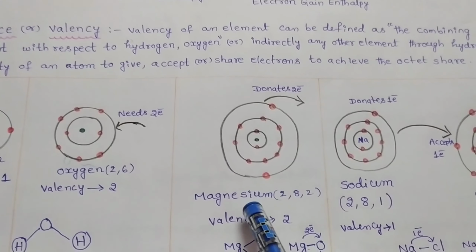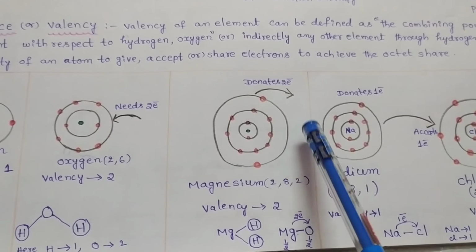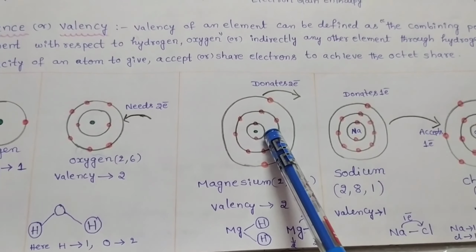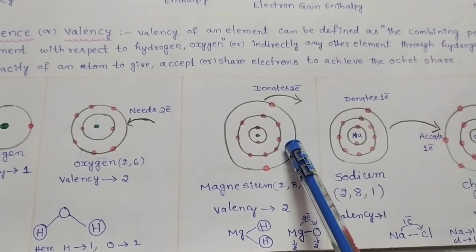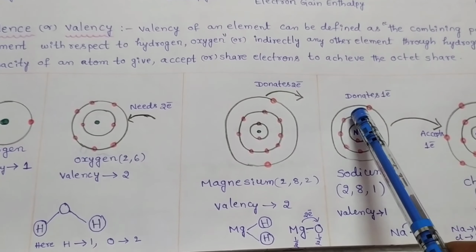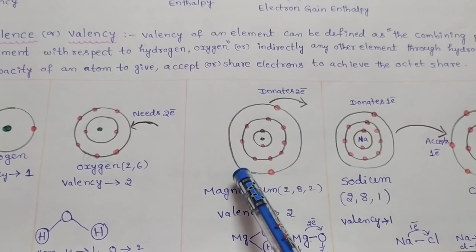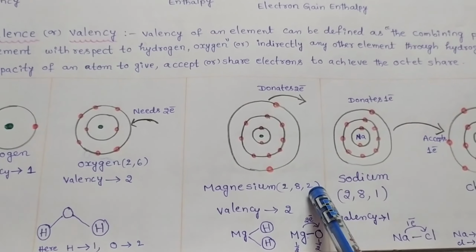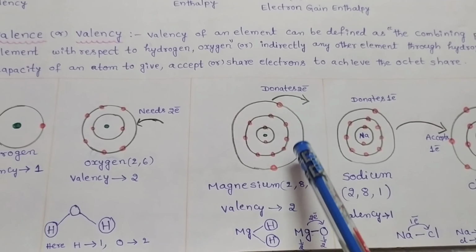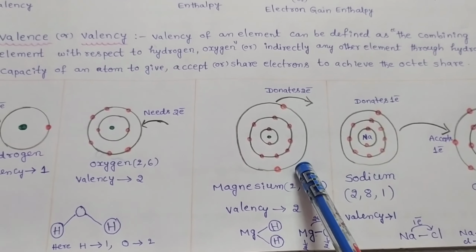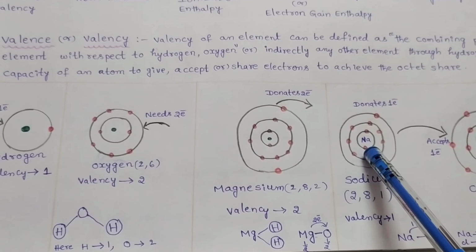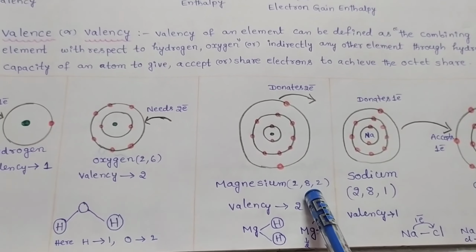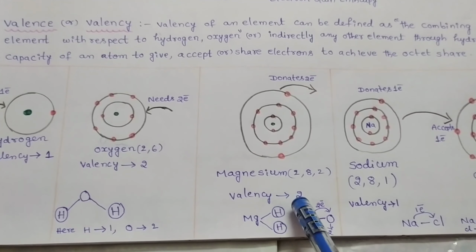In order to get stability, magnesium can either donate 2 electrons or gain 6 electrons. It is not possible to take 6 electrons from other elements to magnesium. So it easily donates or releases 2 electrons from its outermost orbit. That means the third orbit's s electrons are lost readily and it gets 2-8, that means 8 electrons configuration. So the magnesium valency is equal to 2.